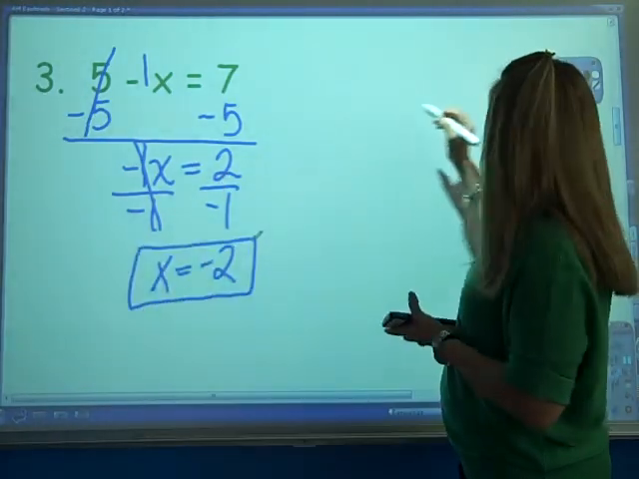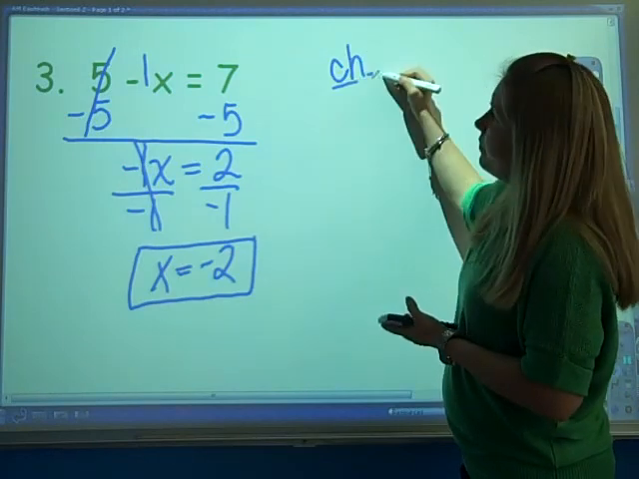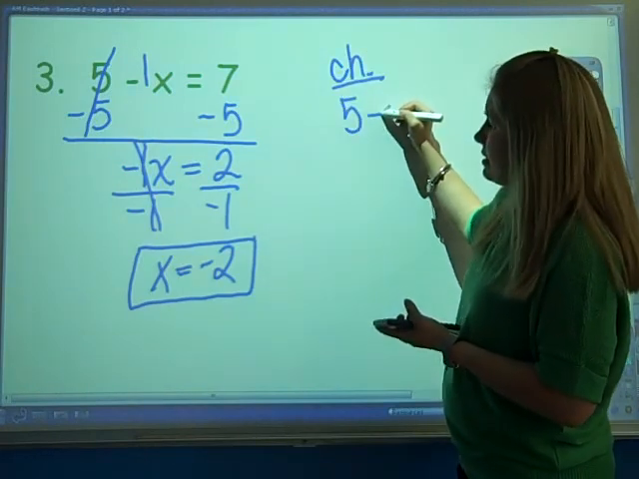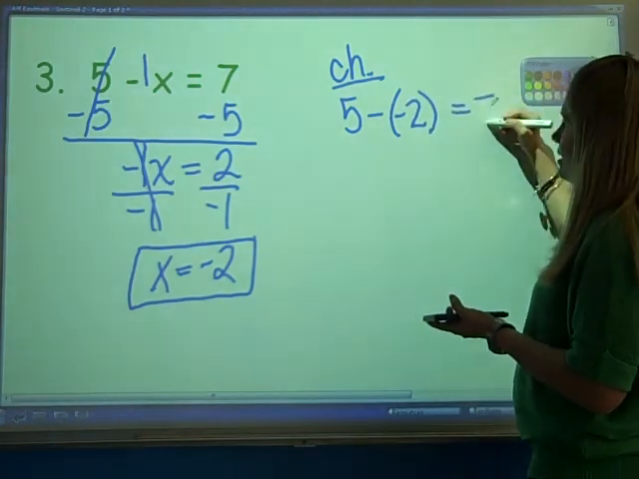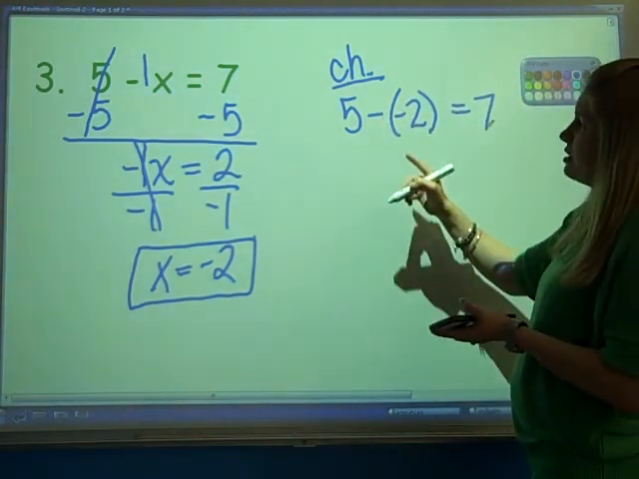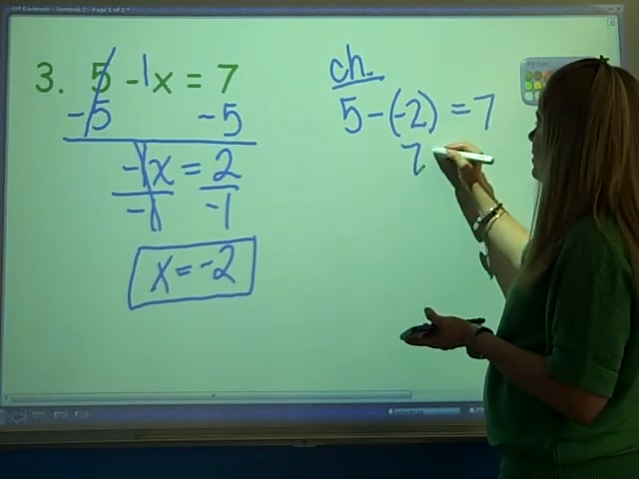Plug it into check. 5 minus x, which is negative 2, so minus negative 2 equals 7. 5 minus negative 2 is 5 plus 2. You get 7 equals 7.